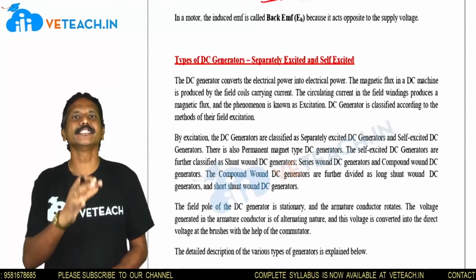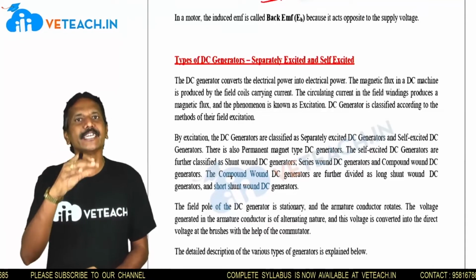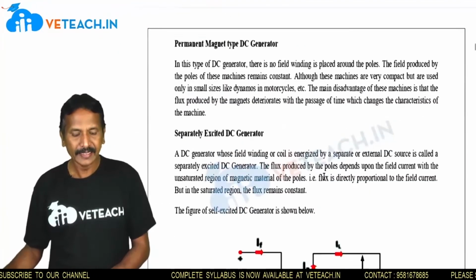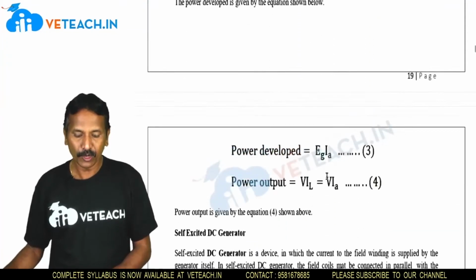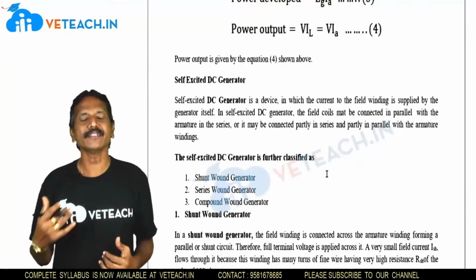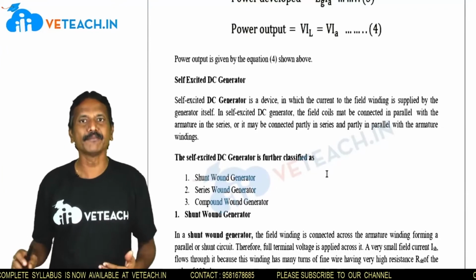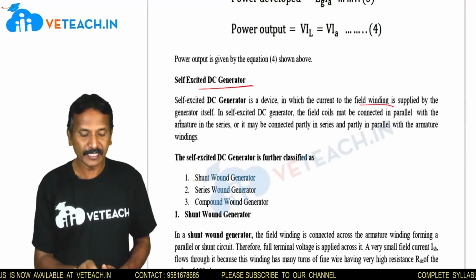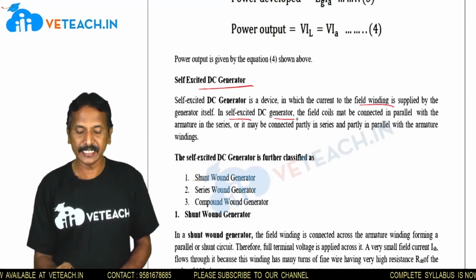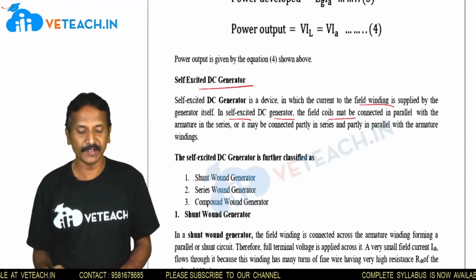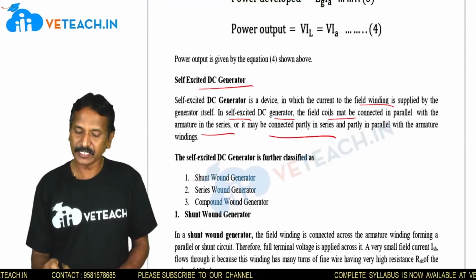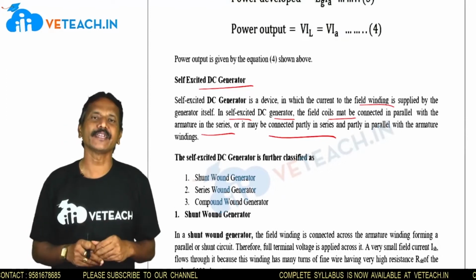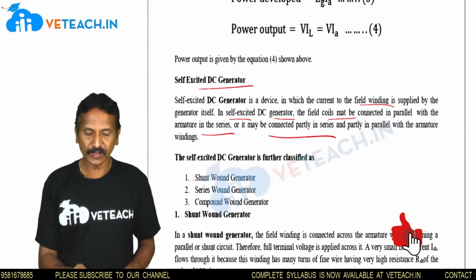Normally, for a generator or a motor, we depend upon self-excited machines only. Again, these self-excited machines are of three types, whether it is a motor or a generator. Students, step by step I am coming here. In a self-excited DC generator, the current in the field winding is supplied by the generator itself. The field coils must be connected in parallel with the armature, or in series, or partly in series with respect to the parallel. So self-excited means its own flux is created and current is generated by itself.